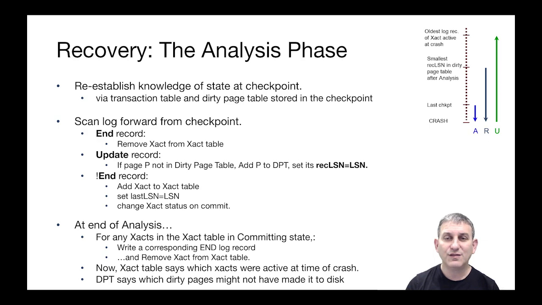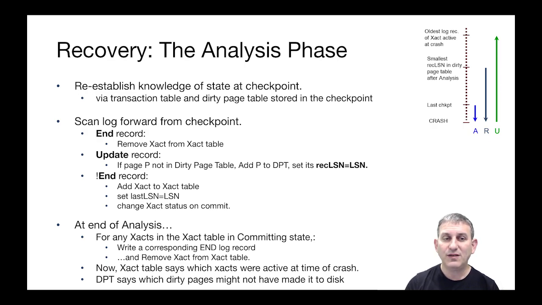Let's talk about the analysis phase first. We need to reestablish our knowledge of the state at the time of checkpoint. And so we're basically going to start with the transaction table and the dirty page table stored in the end checkpoint record, and we're going to figure things out from there. So we're going to scan the log forward from the checkpoint. Once we populate our dirty page table and transaction table from the checkpoint, we start scanning forward from the begin checkpoint record. If we see an end record in the log, we can remove the transaction from the transaction table and not think about it anymore. We know that transaction was fully taken care of.